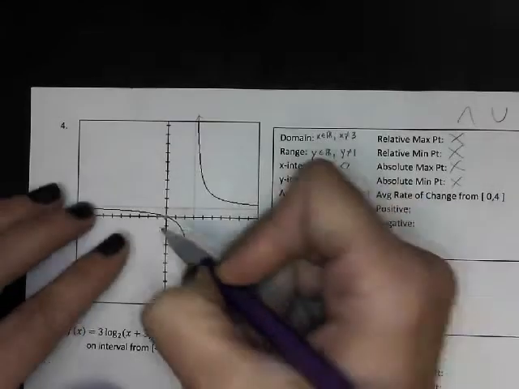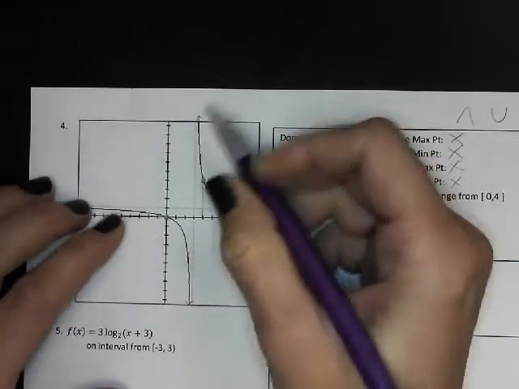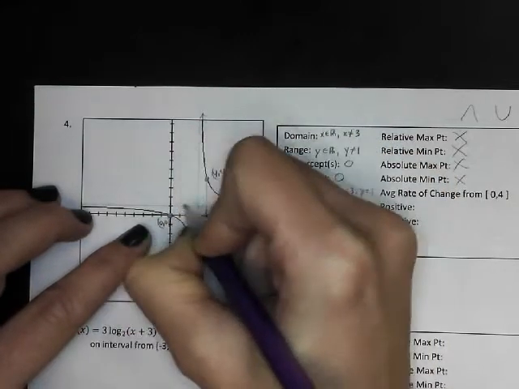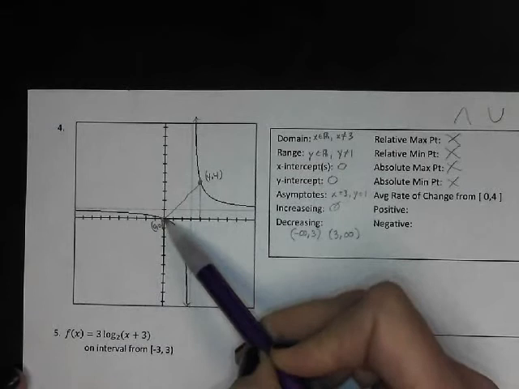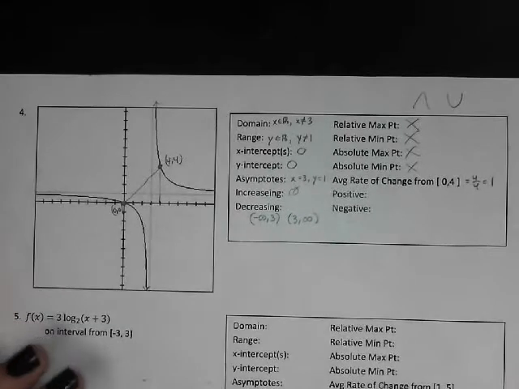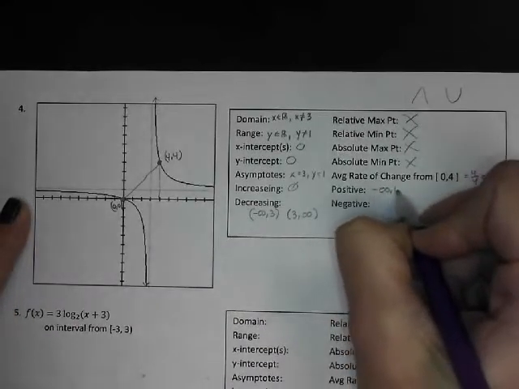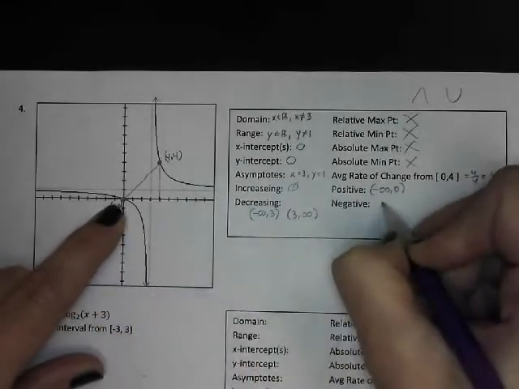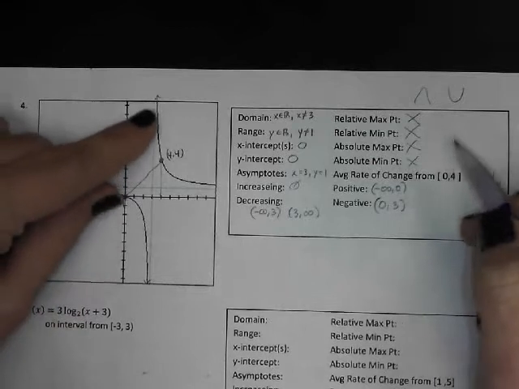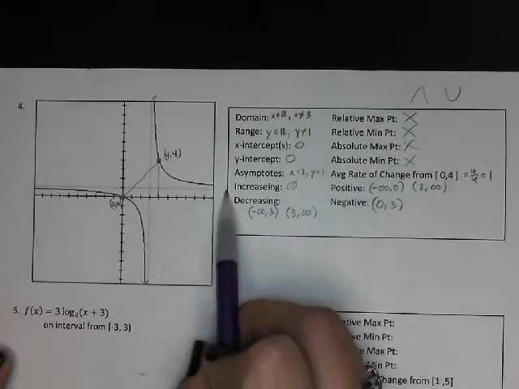The average rate of change from 0, which is here, to 4. We don't have an equation, so we're just going to assume this is 4, 4, and 0, 0. So for your average rate of change, you can do your slope formula, or you can count your rise of 4, run of 4, which is 1. This graph is positive from -infinity to 0. Then it's negative from 0 to 3, not including 3. Then it's positive again from beyond 3 to infinity, because it's above the x-axis forever. It's never going to come over this.